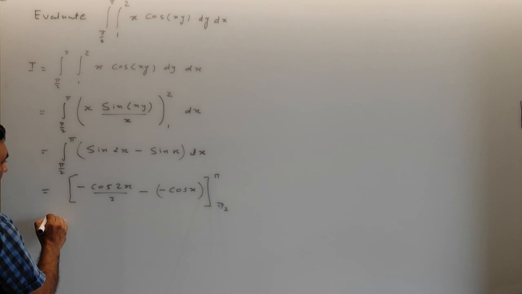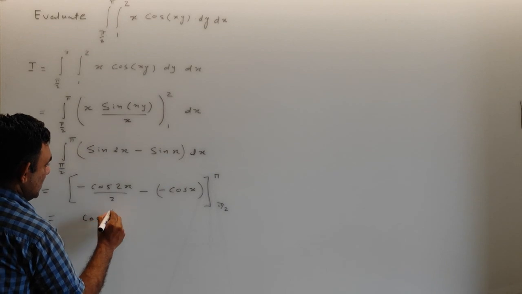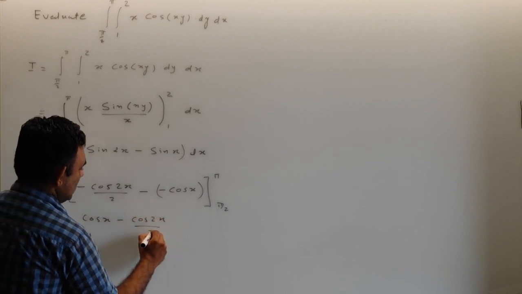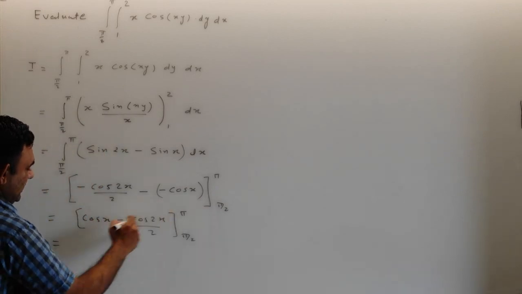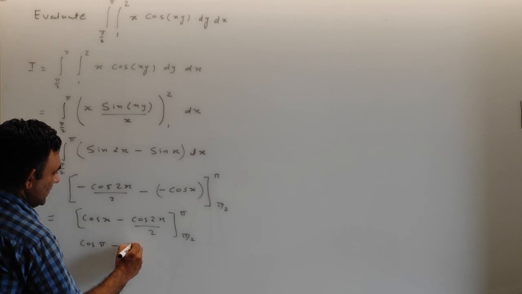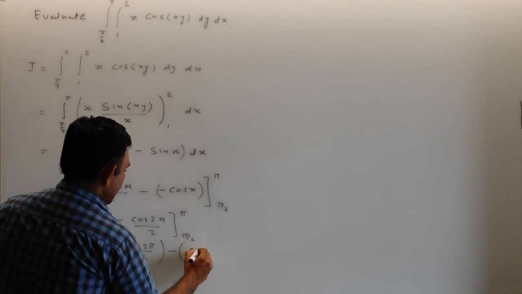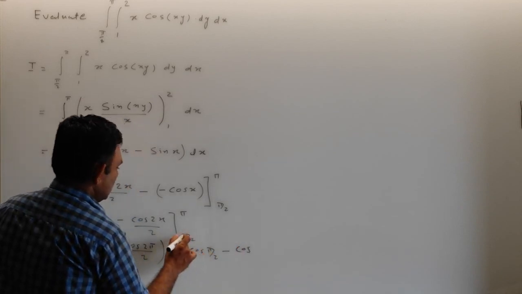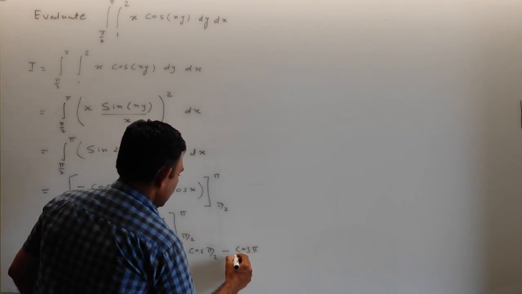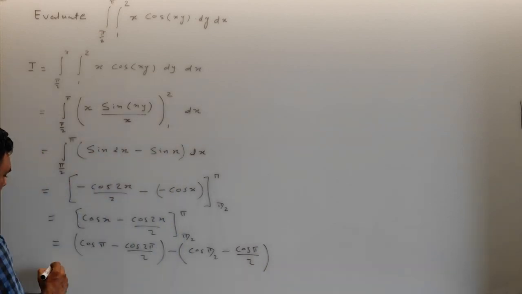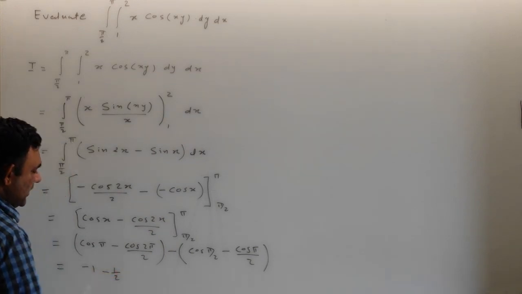So we have this. Finally, minus minus becomes plus, so let me write it as cos x first and then minus cos 2x by 2, with limits from pi by 2 to pi. So now it is cos pi minus cos 2 pi by 2, minus cos pi by 2 minus cos 2x at pi by 2, where the 2 cancels, so it is simply cos pi by 2.